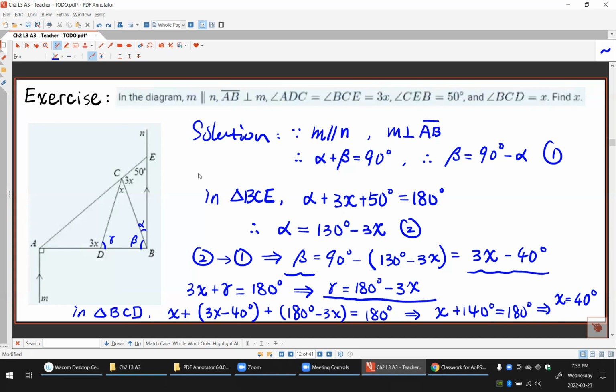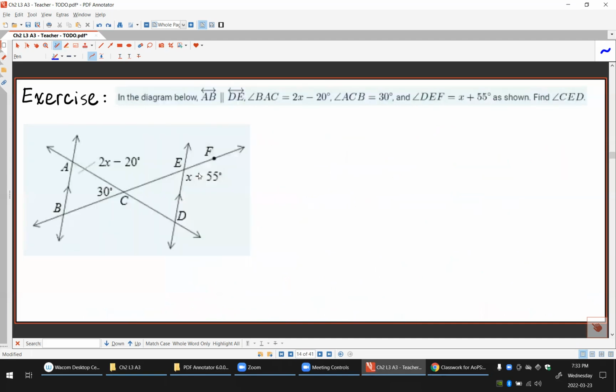Okay. All right, then let's have a look at another exercise problem. So this time we're given a diagram below. Line AB is parallel to line DE. Angle BAC equals 2x minus 20 degrees. So this angle is given to be 2x minus 20. And angle ACB here is 30 degrees.